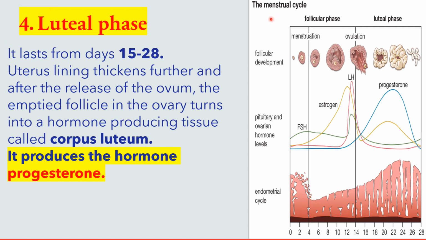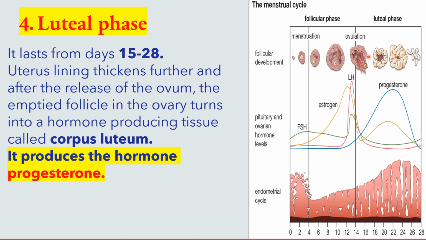The next phase of menstrual cycle is luteal phase. It lasts from days 15 to 28. Here you can see days 15 to 28. This phase is luteal phase. What is happening in this phase in ovary and uterus that we are discussing? Uterus lining thickens further. In this phase, in luteal phase, uterus lining thickens further. Here you can see that.